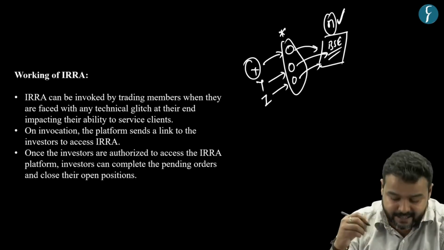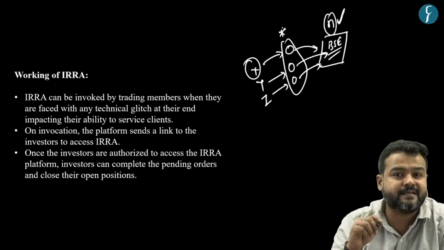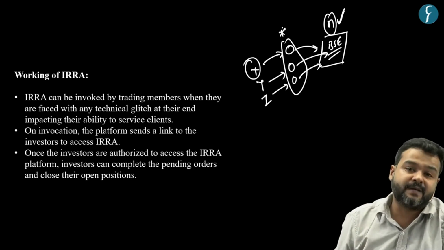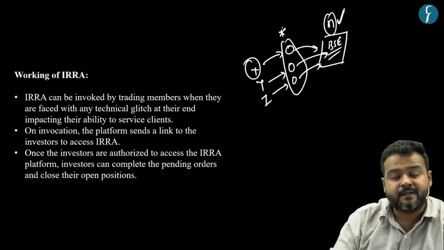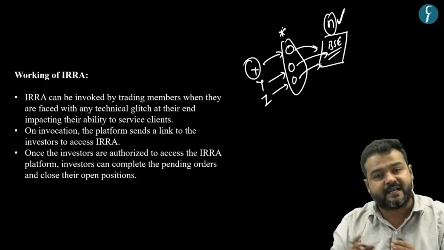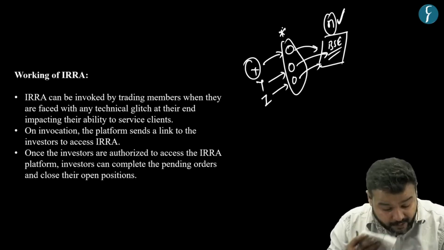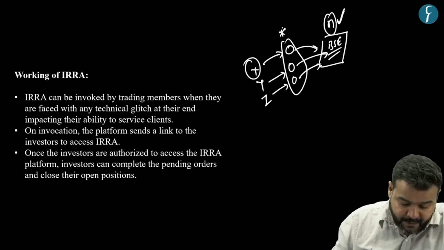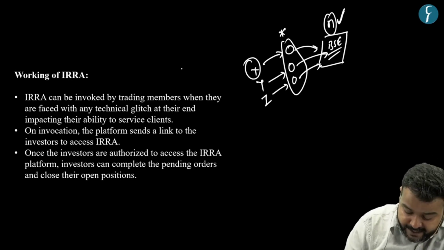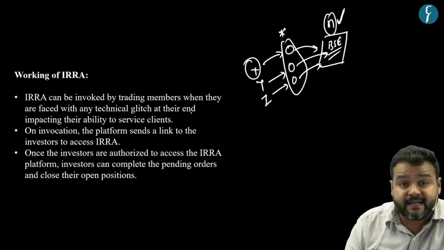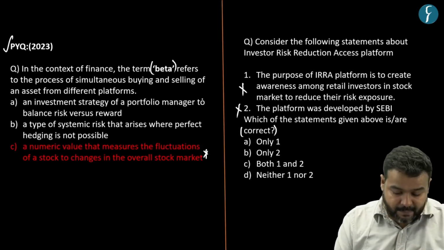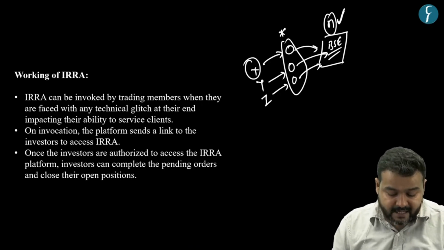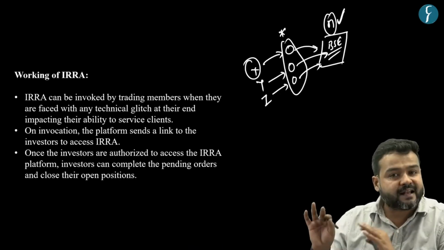So IRRA is a platform which acts as a mitigation to such a situation. If there is a technical glitch where the intermediary is unable to facilitate the transaction, this will come into the picture, and this will help the investor to settle his score or settle whatever business transaction one wants to do. So it can be invoked by a trading member when they are faced with any technical glitch. So it is not any platform which creates awareness. It is a platform which provides a technical alternative to a crashed system.